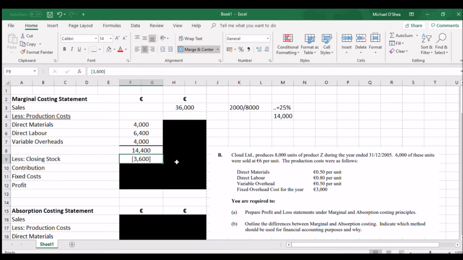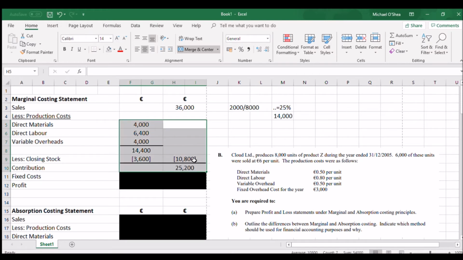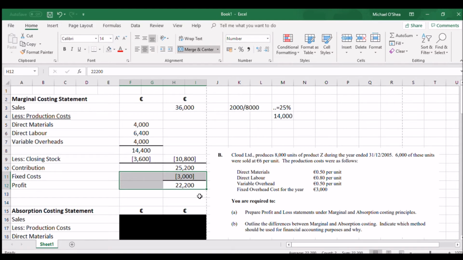So I'm taking away my closing stock, and that is going to give me 10,800. So 10,800 is my variable cost that applies to goods that I actually produced and sold this year. Contribution as normal, we're taking away our variable costs from our sales. In a marginal costing, we then take away our fixed costs, which are 3,000, and then to finish it off, profit is the fixed cost taken away from the contribution, 22,200. It's a normal setup. Sales less variable costs. Only difference is I have closing stock. Closing stock is 25%, because that's how much of the units we produced that we didn't sell. So 25% of the variable costs will be transferred towards next year.